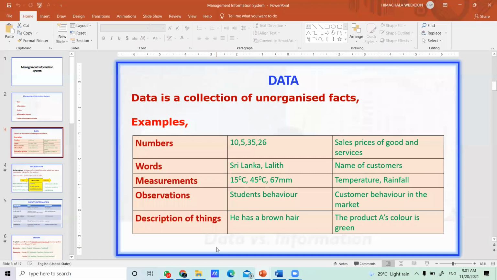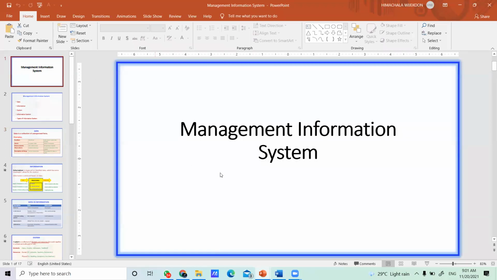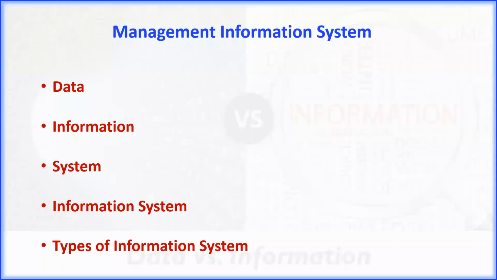And the first thing, according to the first chapter, under management information system, you want to be familiar with few terms. These are the terms you want to be familiar with: the data, information system, and types of information system. Right. Then once you are familiar with these terms, you will be able to give the answers for the first question of your question paper. Right. Data, information system, types of information system.